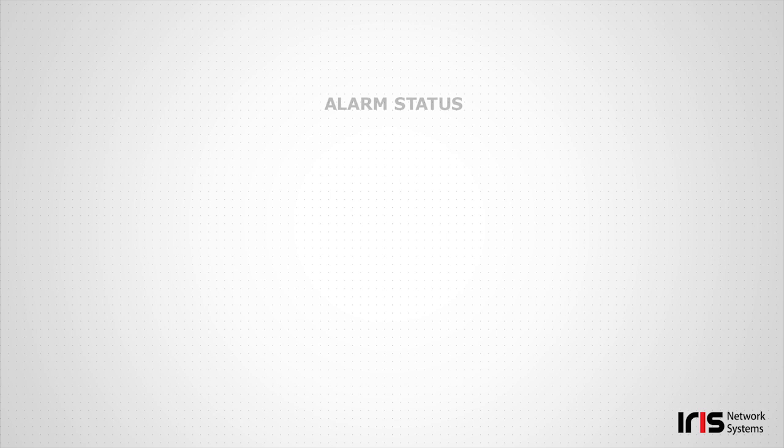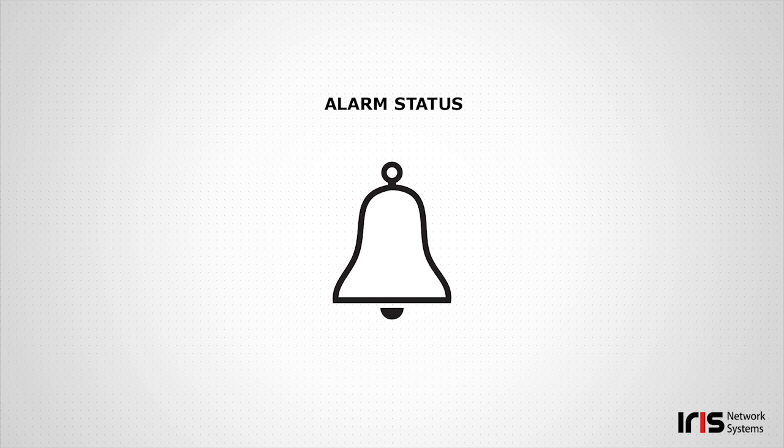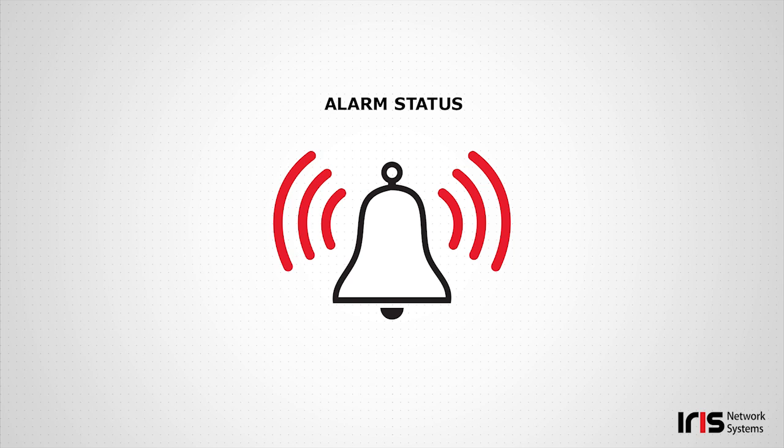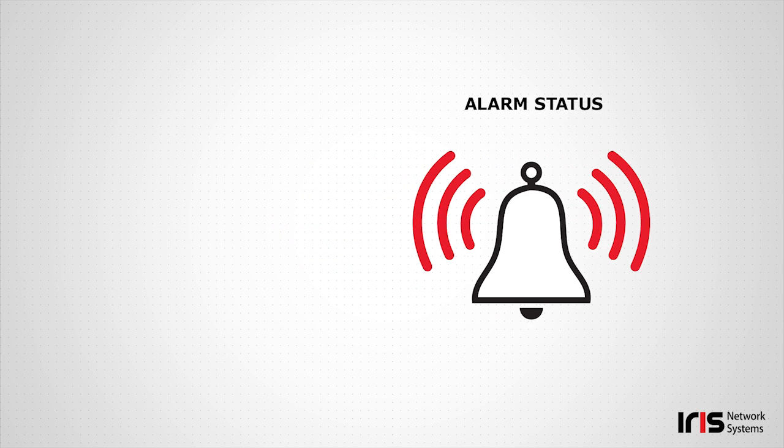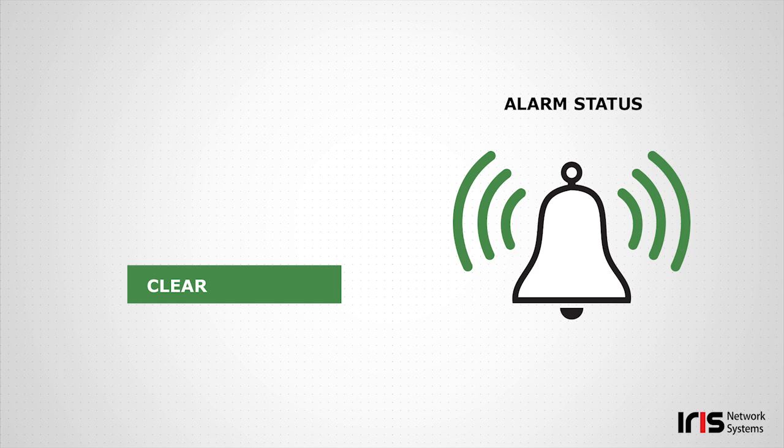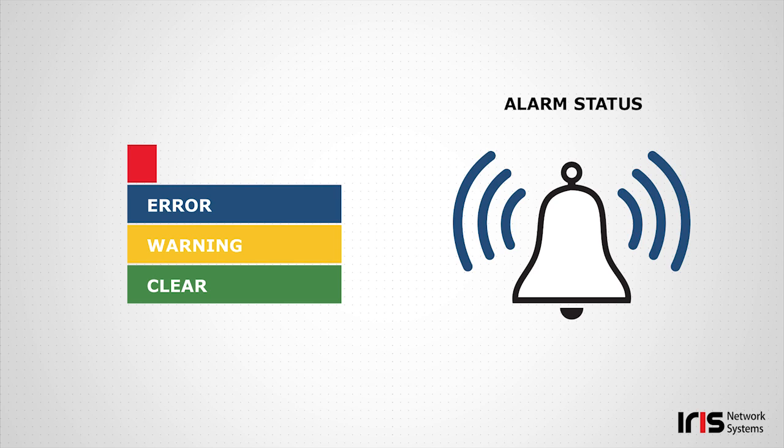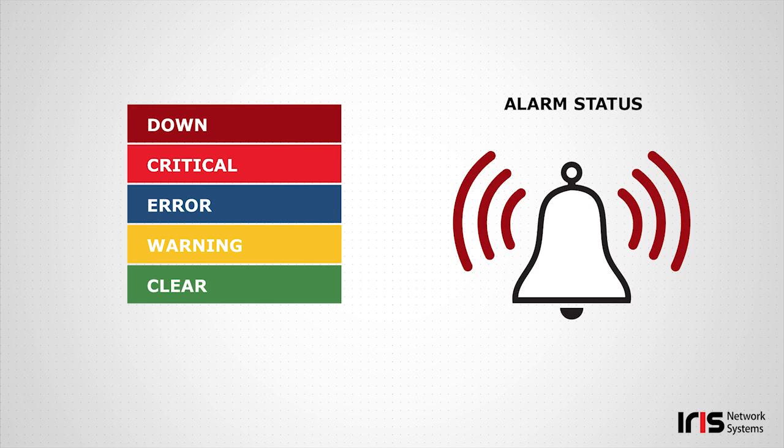One of the key concepts in Iris is that this system is status-based. This means that a particular element has one or more alarms associated with it. Each of these alarms has a severity associated with it. The severity can range from clear, which means that there is no problem, to warning, error, critical, and finally down, which is the most severe.